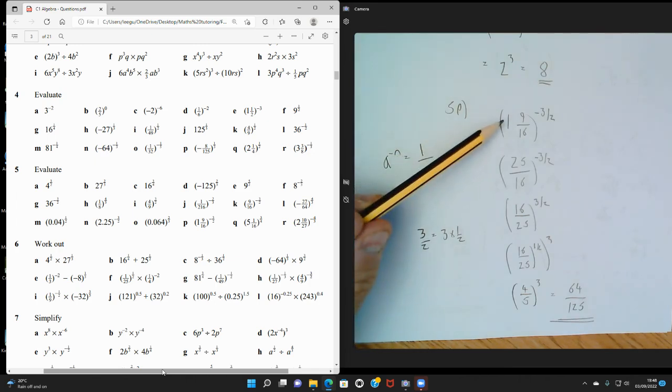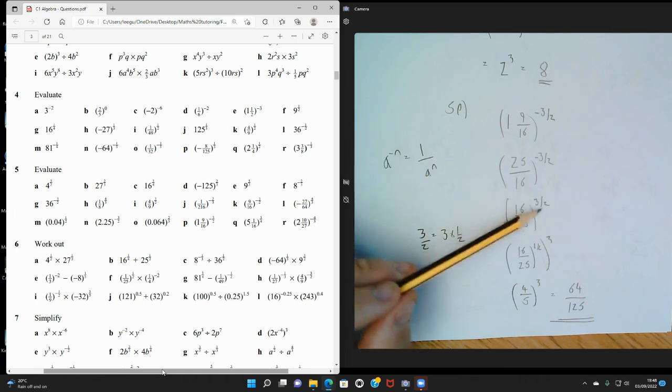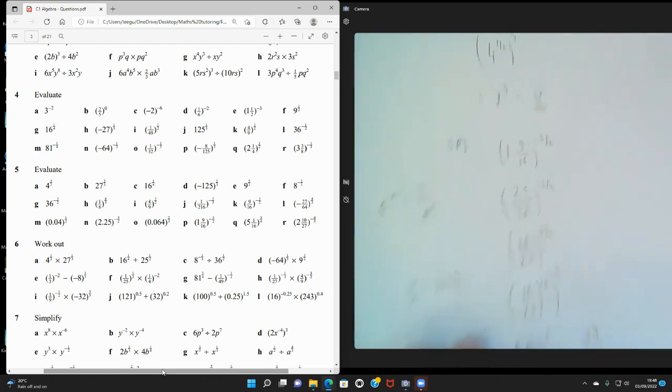So our steps were: change it from a mixed number into an improper fraction, take the reciprocal and change the negative into a positive, break this down into an appropriate form, square root in this case, and then finally cube the answer. Okay, right, let's have a look at one more of this type. Perhaps we should try question 5R.